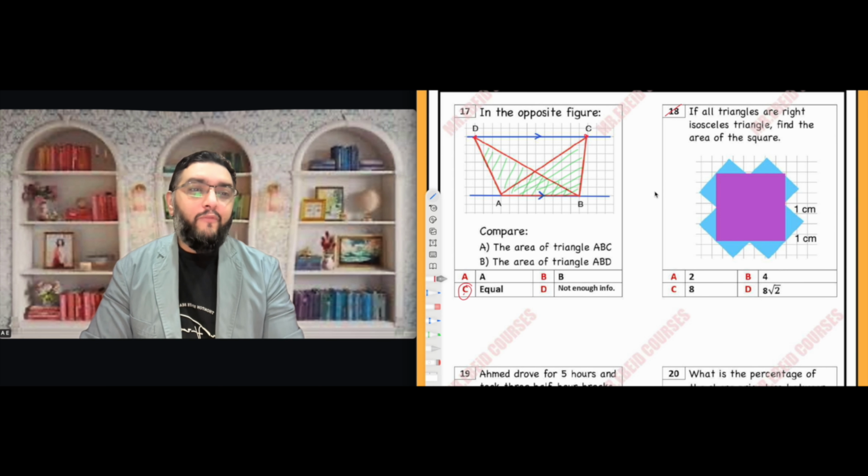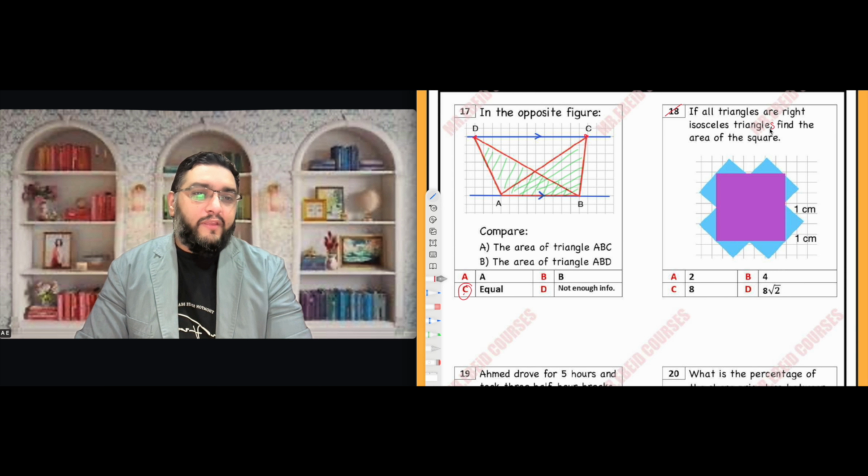Question 18. If all triangles are right isosceles triangles, find the area of the square. How can we find the area of the square? You know that this is a right isosceles triangle. This is the shape of the right isosceles triangle.